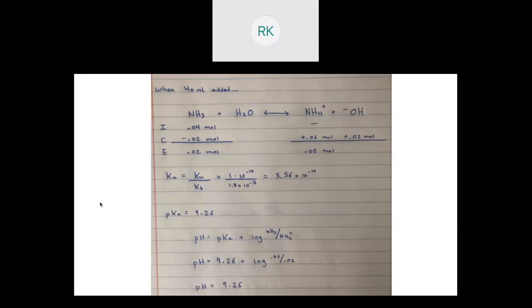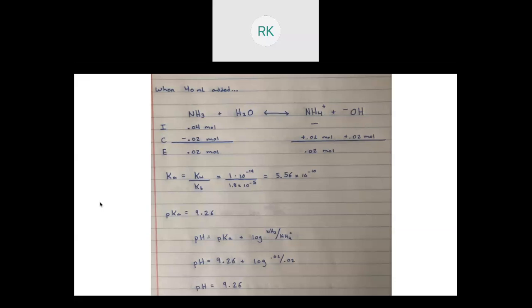Okay, so below that I just write the Henderson-Hasselbalch equation. So the pH is equal to the pKa plus log of our ammonia over our ammonium. We plug in those values, and you'll actually see that it's a log of 0.02 over 0.02, which would be log of 1, and log of 1 actually equals 0. And so in this case, our pH equals 9.26, which is also just our pKa.